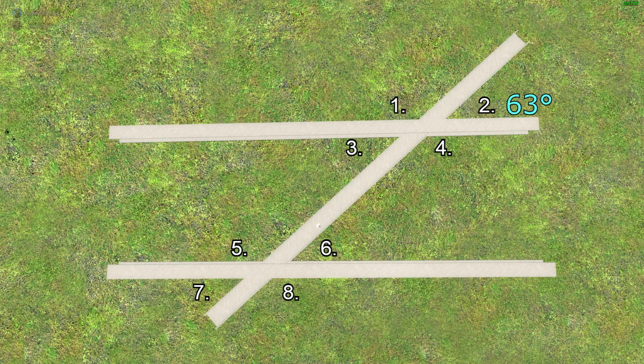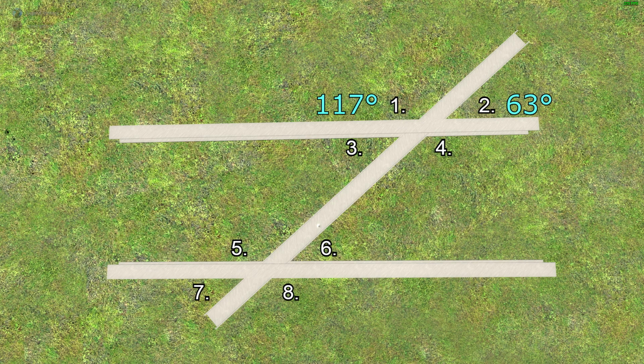Well, remember that rule I told you about supplementary, about how if they're on the same side they will add up to 180? Well, this will come in here. Because 2 and 1 add up to 180, all we've got to do is subtract 2, which is 63, from 180, and we'll find out that number 1's angle is actually 117.